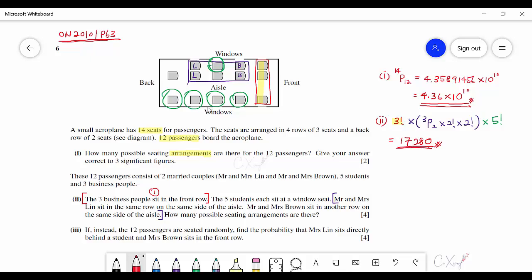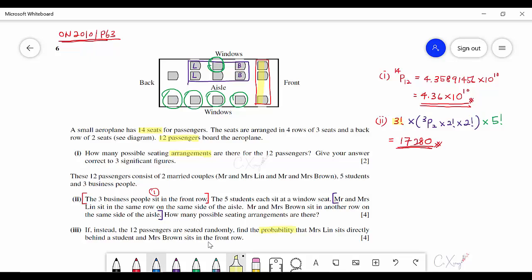Okay, so this is what we have for part number 2. Right, then now we proceed to part number 3. So for part number 3, if instead the 12 passengers are seated randomly, find the probability. So maybe you need to highlight the word probability. So they are not asking for arrangement anymore, but now they're asking for probability that Mrs. Lin sits directly behind a student and Mrs. Brown sits in the front row.